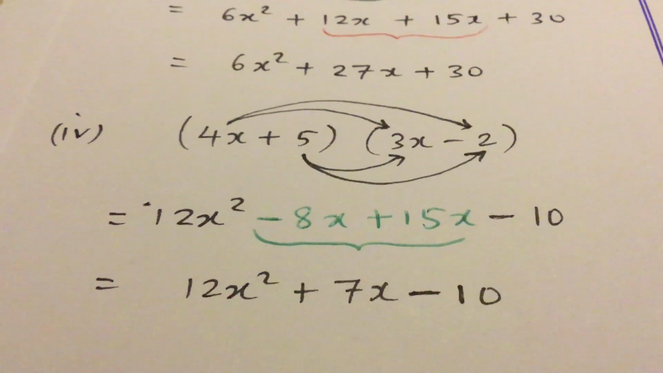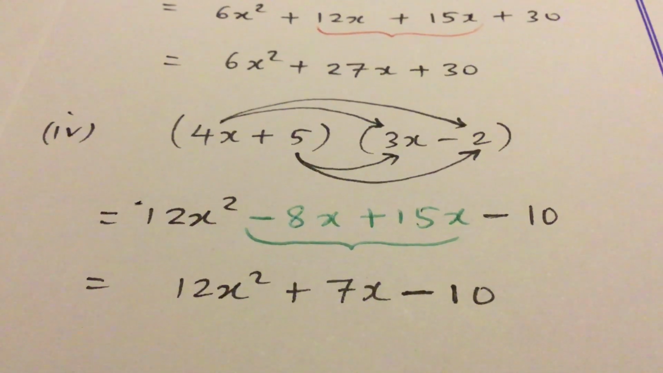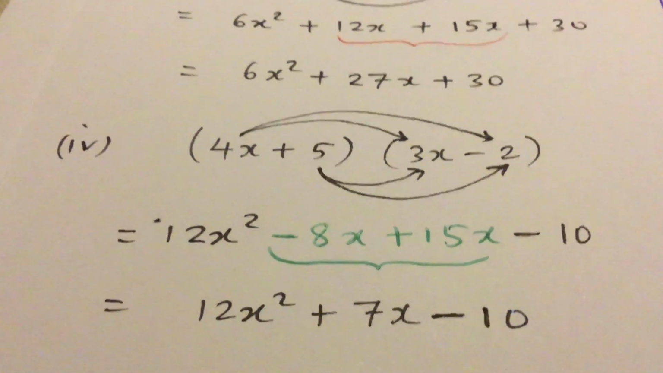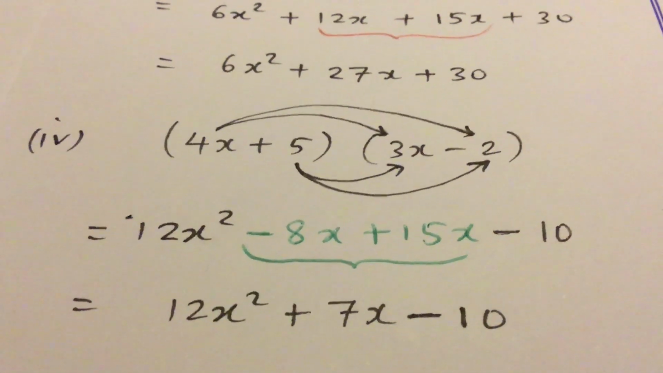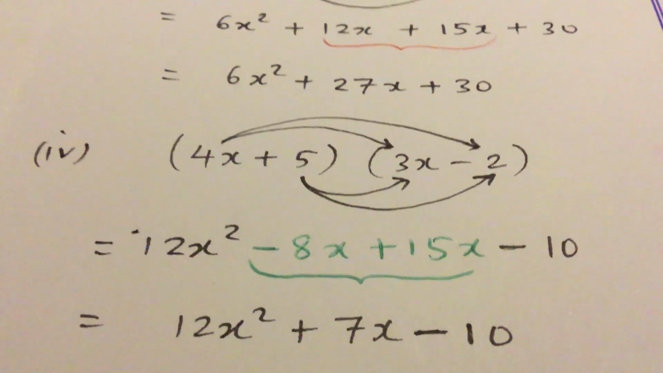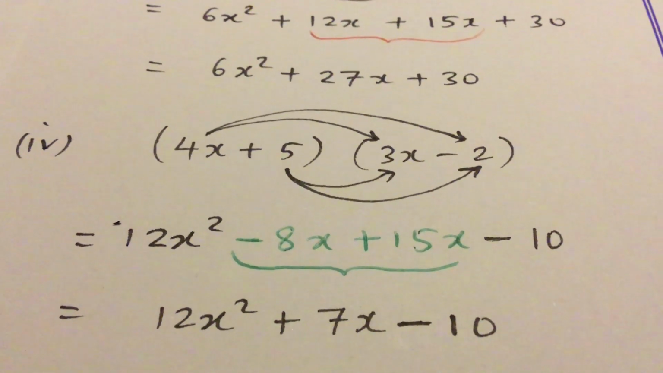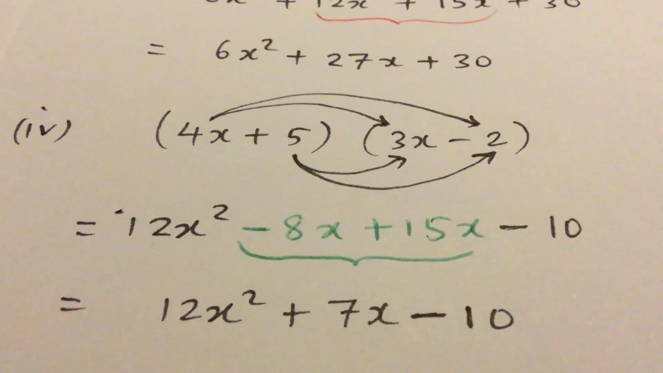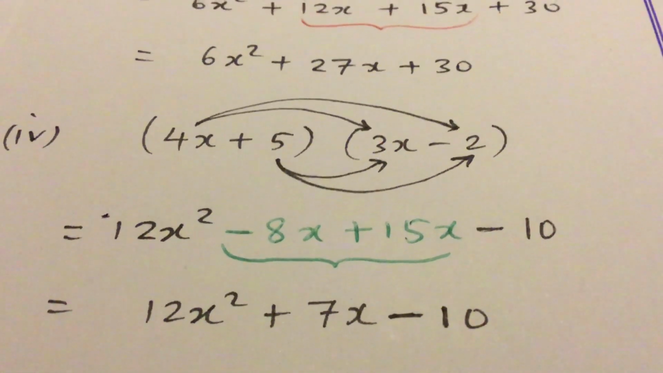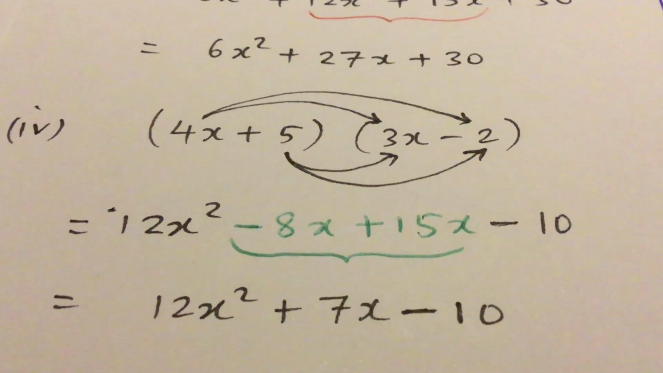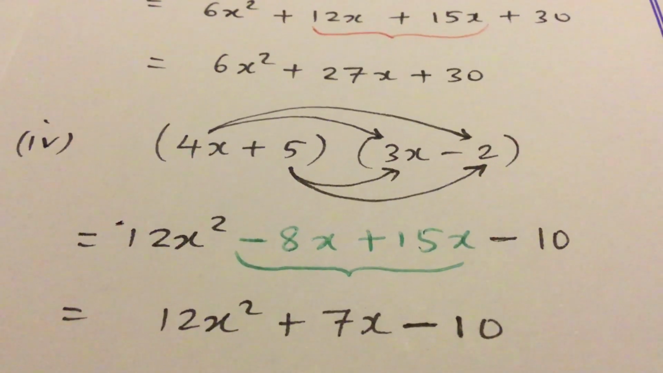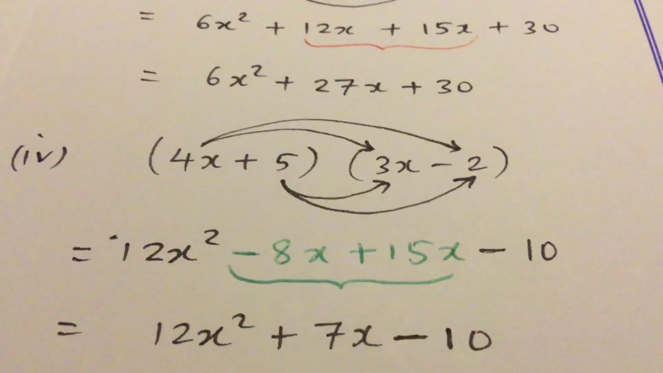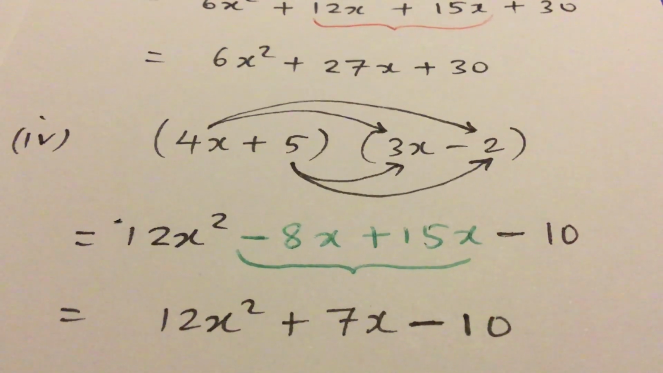And then we have to combine the like terms, which are written in green. Now again, this represents some kind of problem for some students, not all of you. What you can do is think of the x's as money. Everyone likes money, so if you think in terms of money, there's very little chance that you'll get it wrong. So negative 8x means you spend $8, and plus 15x means you save $15.